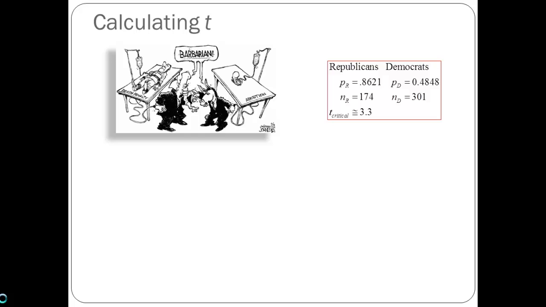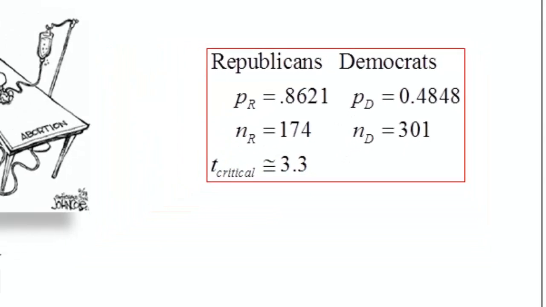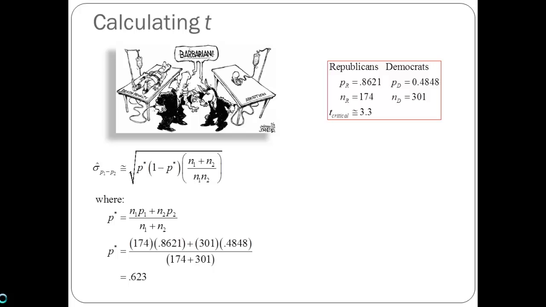Here's the information we know so far. Approximately 86% of the 174 Republicans favor the death penalty. Approximately 49% of the 301 Democrats favor the death penalty. Our T-critical is 3.3. Let's first calculate the standard error.